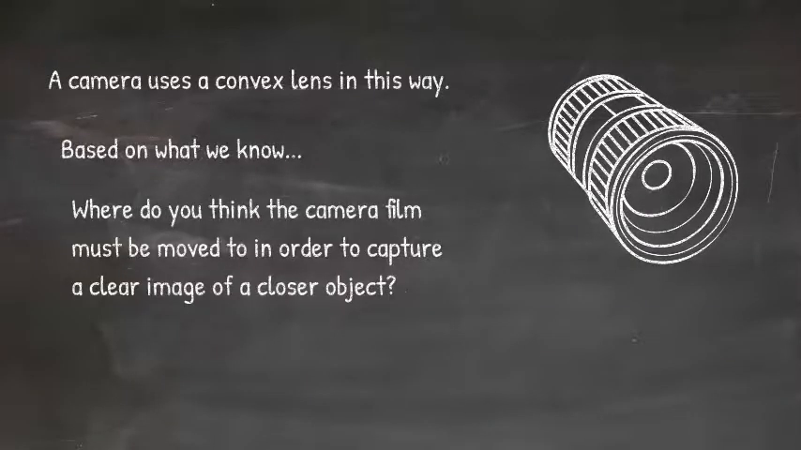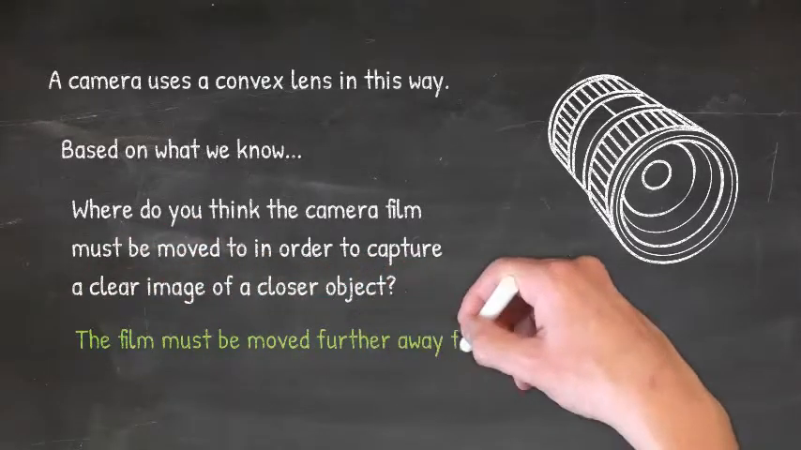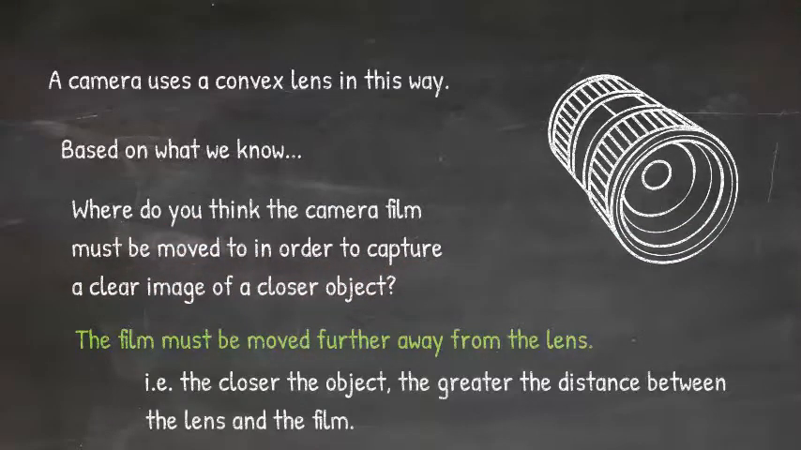Where do you think the camera film must be moved to in order to capture a clear image of a closer object? i.e., the closer the object, the greater the distance between the lens and the film.